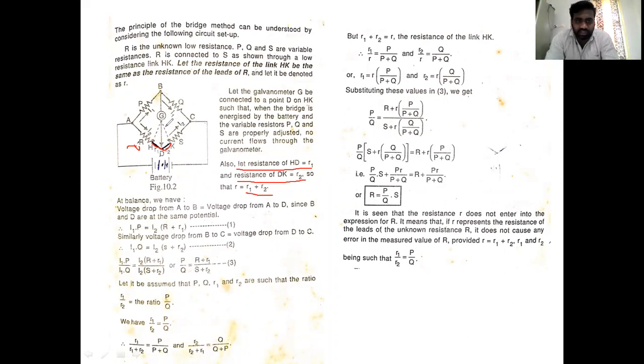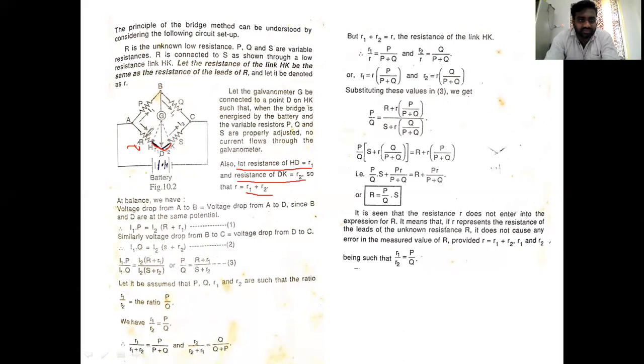And another condition is that the voltage drop from A to B is equal to the voltage drop from A to D, and the voltage drop from B to C is equal to the voltage drop from C to D. If these voltage drops are equal, and the current flowing in the segments is equal, at that condition the bridge is in a balanced condition.